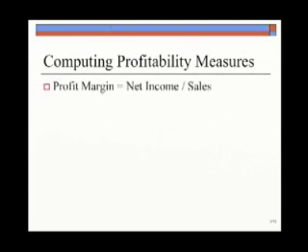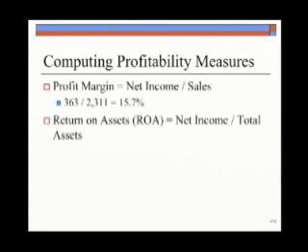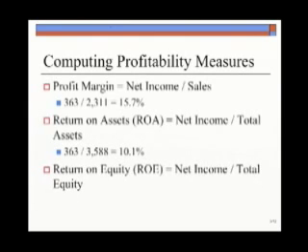Now we turn to our fourth category, profitability measures. The first is profit margin, which is net income divided by sales. Next is return on assets, which is net income divided by total assets. And the one that most investors are most concerned with is the return on equity, which is net income divided by total equity. Remember, total equity is equal to total assets minus debt, from the balance sheet equation.